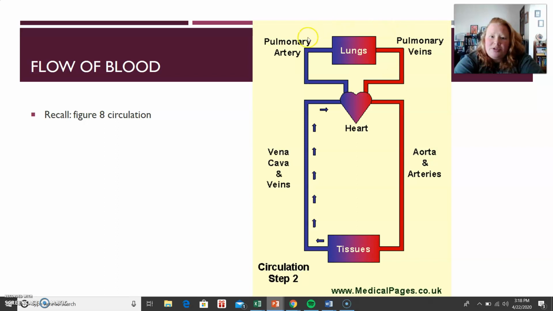So this part of your circulation, to your lungs, that's called your pulmonary circuit. And then this part out to your body tissues, to your body systems, is called your systemic circuit.